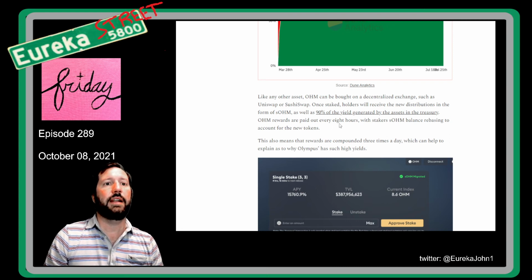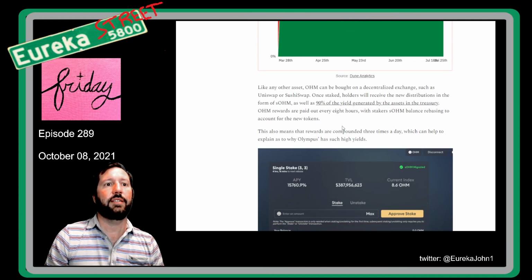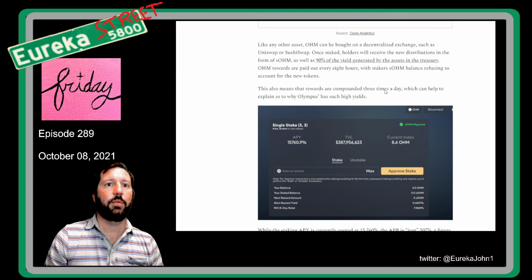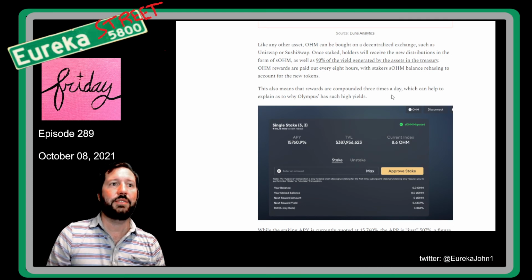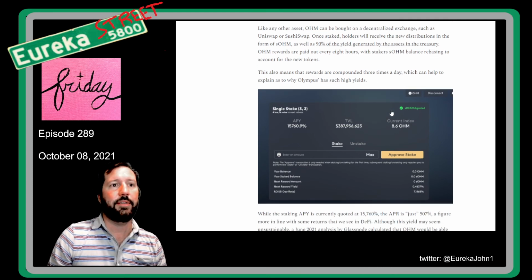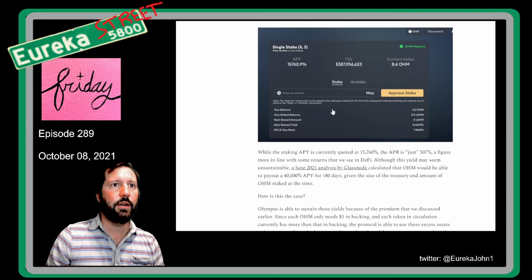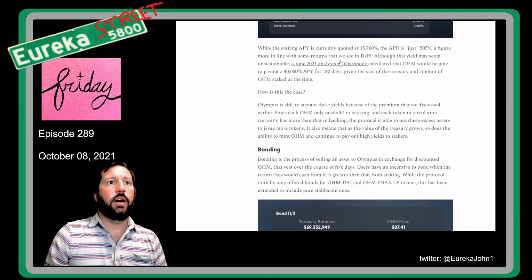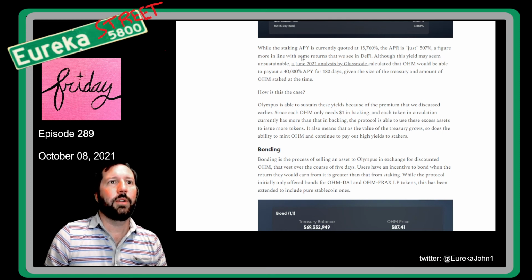Ohm rewards are paid out every 8 hours, with stakers' sOhm balance rebasing to account for the new tokens. This means that the rewards are compounded 3 times a day, which can help explain why Olympus has such high yields. Okay, there's that 3-3 again, single stake. All right, so while the staking APY is currently 15,760%, the APR is just 507%. Okay, that's a figure more in line with some returns that we see in DeFi.